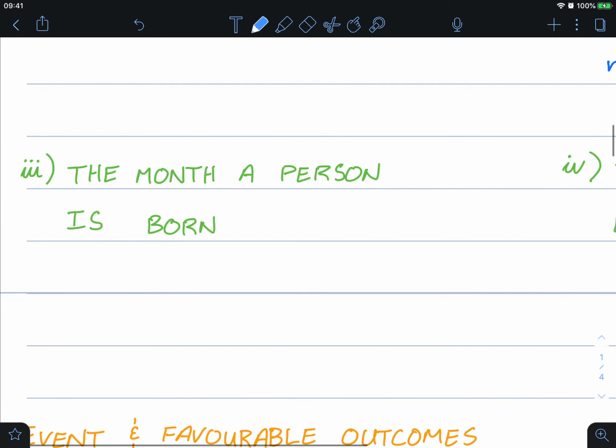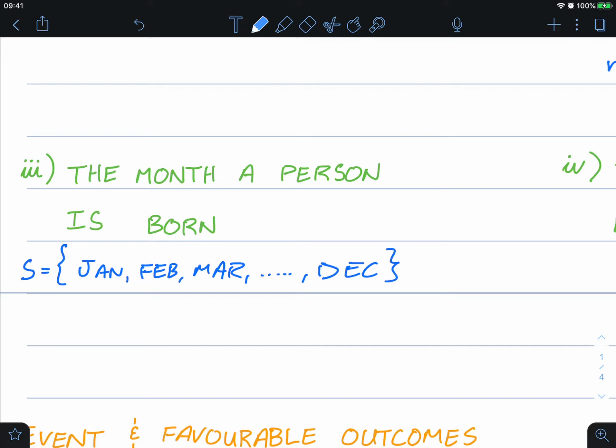The month a person is born. So when you ask someone, what month are you born in? The possibilities that they could say are January, February, March, April, May, June, July, etc., all the way up until December. Normally if you're to do this in exam conditions, you'd have to write down all 12 of them. So the number of things, if we write all the months that can happen, is 12 different months.